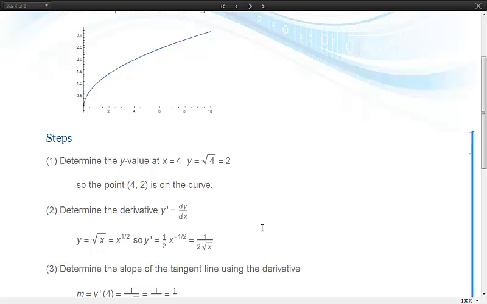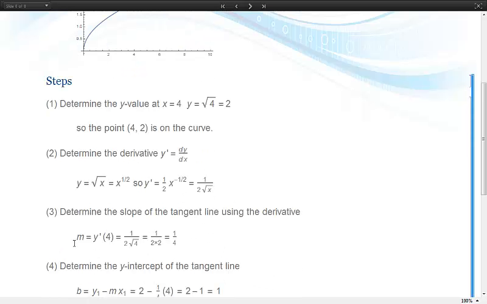We simply plug 4, the x value, into the derivative. So my m, my slope of my tangent line, is y prime, the derivative evaluated at my x of 4. Well, that's 1 over 2 times the square root of 4. The square root of 4 is, of course, 2. That's 1 over 2 times 2, or 1/4. So the slope of my tangent line is 1/4.